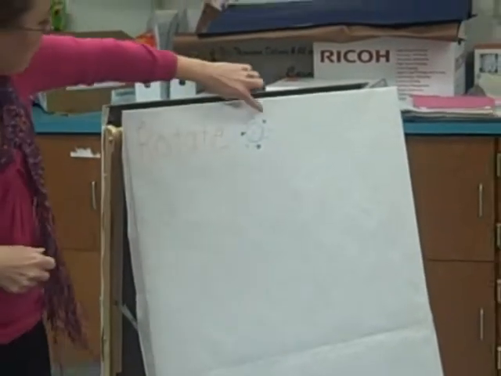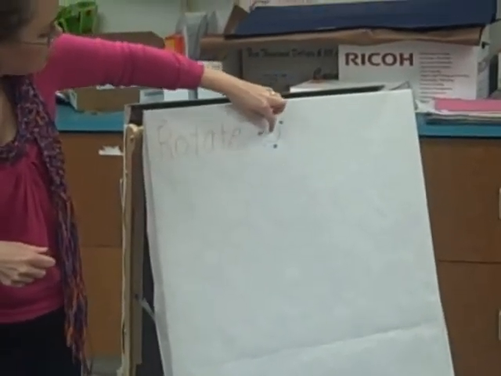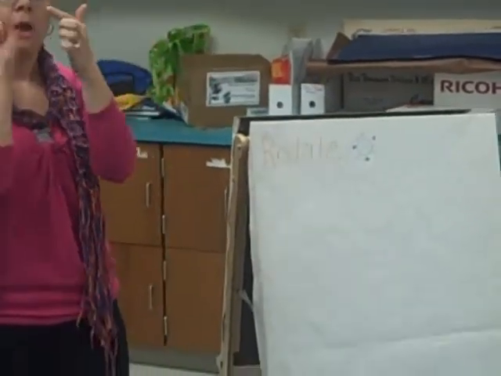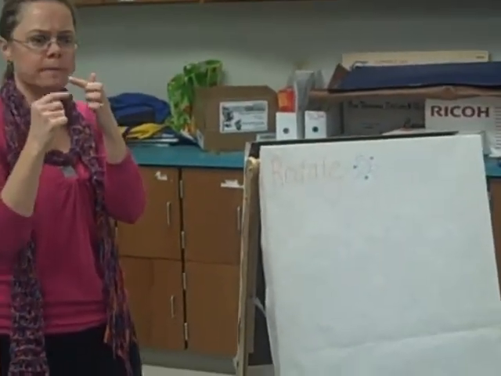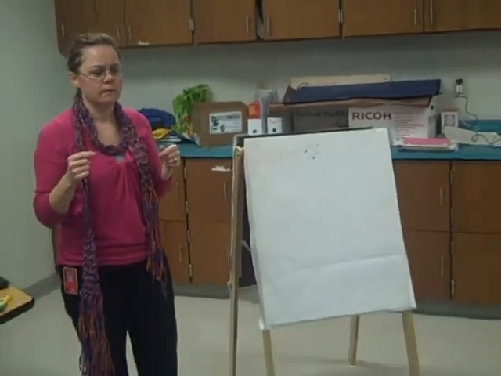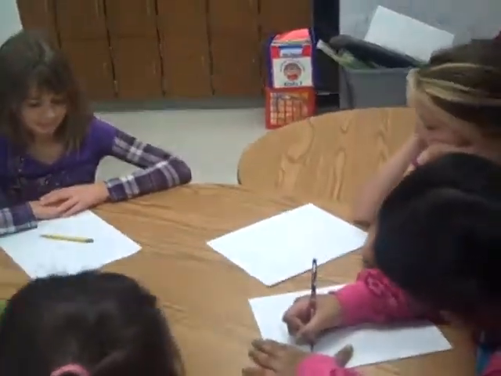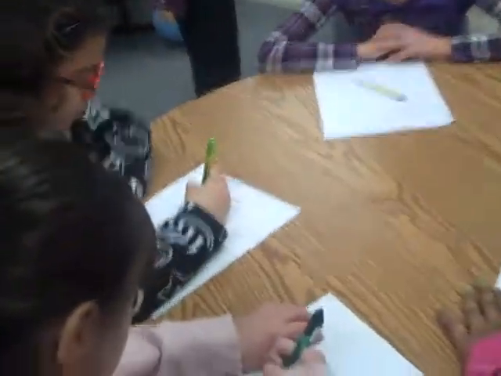There's my quick sketch if you need help making a quick sketch. I drew a circle with an imaginary line and I have the arrows going around, and that would help me remember that it's going around and around. Okay, when you're done, if you'll put your finger up so I know you're done.